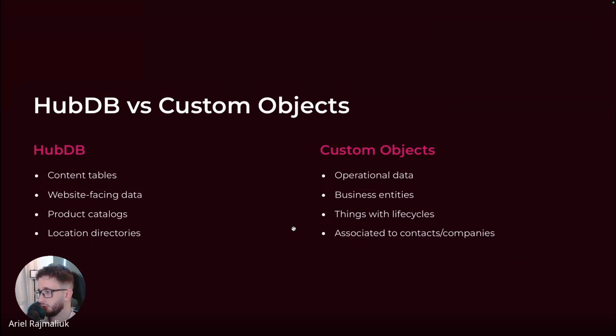HubDB versus custom objects, similar to what we said. If you want something more simple, I would say usually a custom object. Plus, it comes with all the features around that, like the timeline and associations. HubDB usually comes as complementary, around something. If you want to add extra data, metadata, that's where you use HubDB.